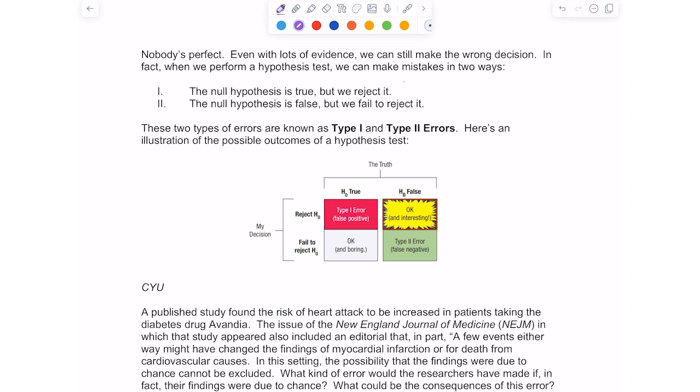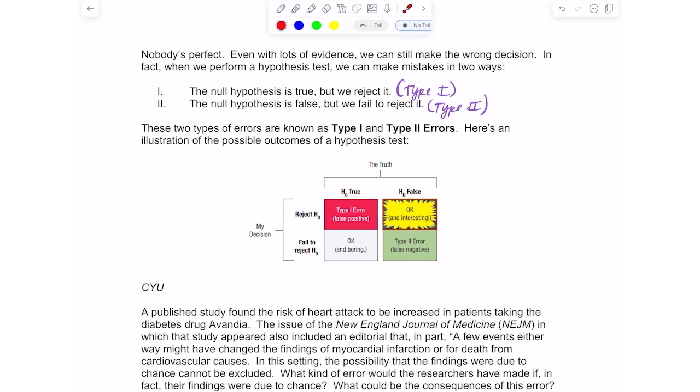If the null hypothesis is true, we reject it, that's a mistake. If the null hypothesis is false, but we fail to reject it, also a big mistake. Which is worse? It depends on the context of the situation. So those two types of errors are known as type 1 and type 2 errors. Type 1 is when we have a null hypothesis that's true and we reject it. And type 2 is when we have a null hypothesis that's false and we don't reject it.